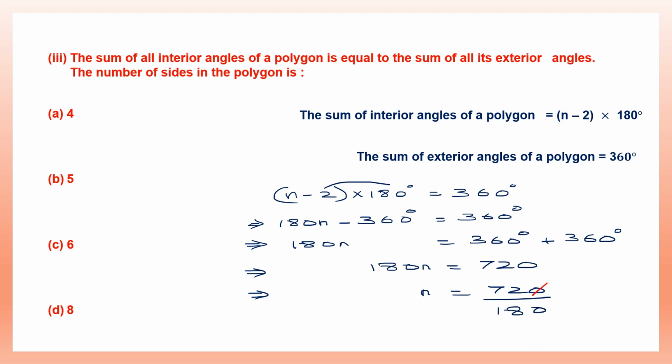Now let's simplify by cancelling the zeros. Now we can cancel 18 and 72, 18 ones and 18 fours are 72. So we have found the value of n. N is equal to 4. And what is n? N is the number of sides of the polygon. So our answer is 4, which is option A.